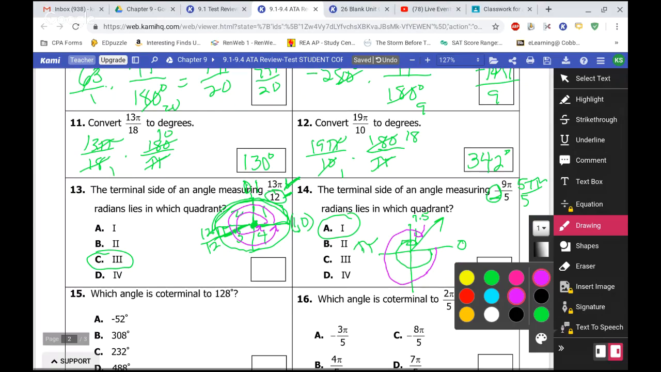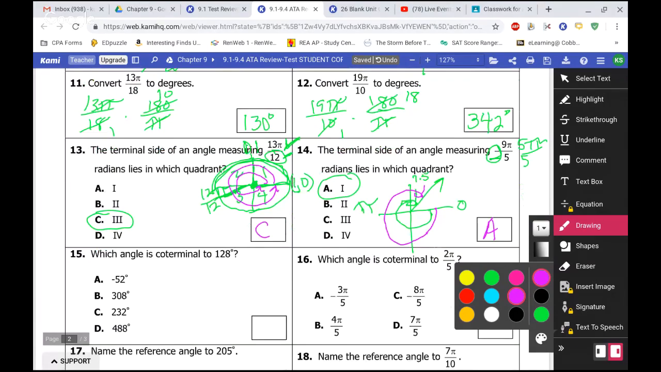So the answer for this is A, and the answer for that is C. Does that help? A lot. How about anybody else? Yeah, for sure. Okay.